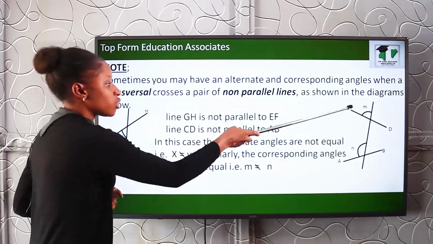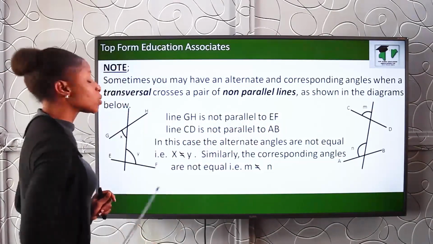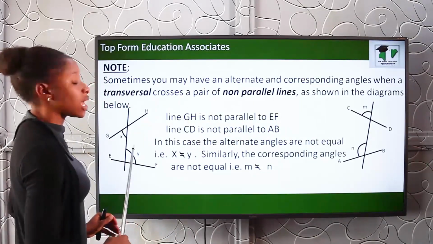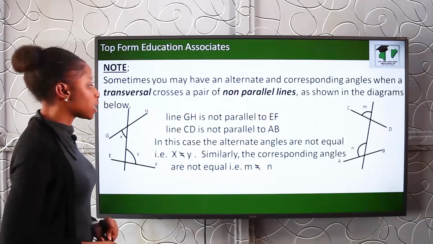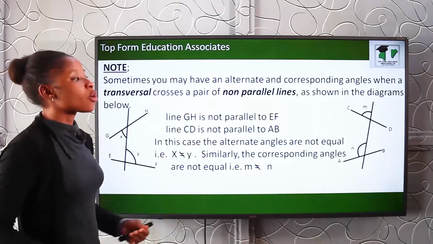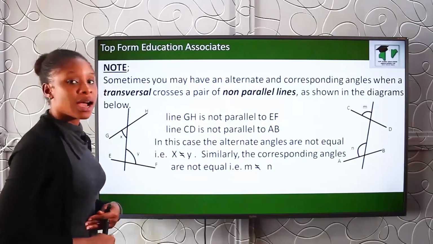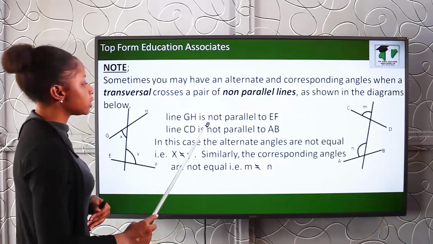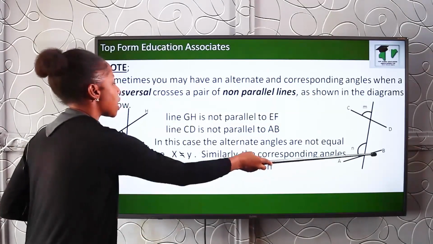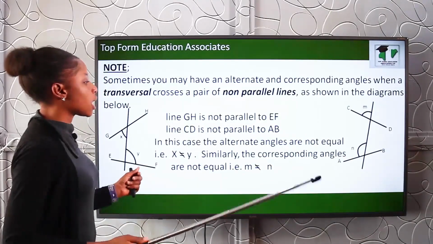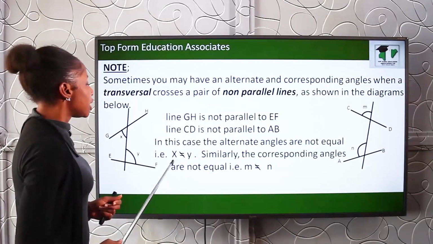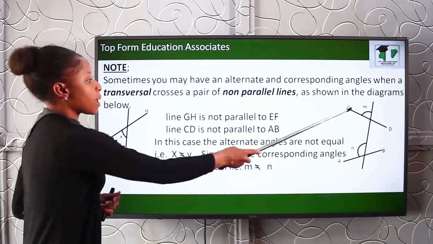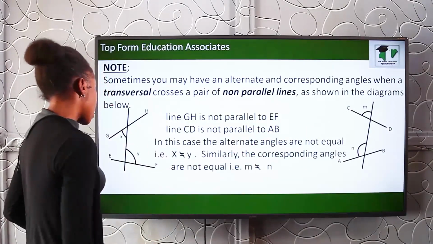Okay, when a transversal cuts across these non-parallel lines, alternate angles can also be formed. But the difference is that the alternate angles formed here are not equal. The alternate angles formed when a transversal crosses between pairs of non-parallel lines are not equal. Now, line GH is not parallel to EF, and line CD is not parallel to line AB. In this case, the alternate angles formed are not equal. Therefore, X is not equal to Y, and angle M is not equal to N.